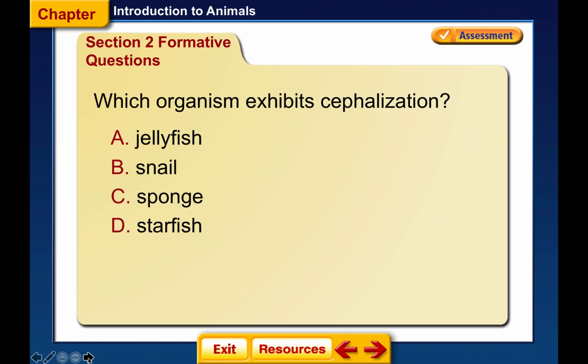All right, which organism exhibits cephalization? Now they're asking you which one has the formation of a head. Well, we know that a jellyfish doesn't have a head. We know that a sponge doesn't have a head. Starfish don't have a head. So I think our obvious answer here is B, snail.